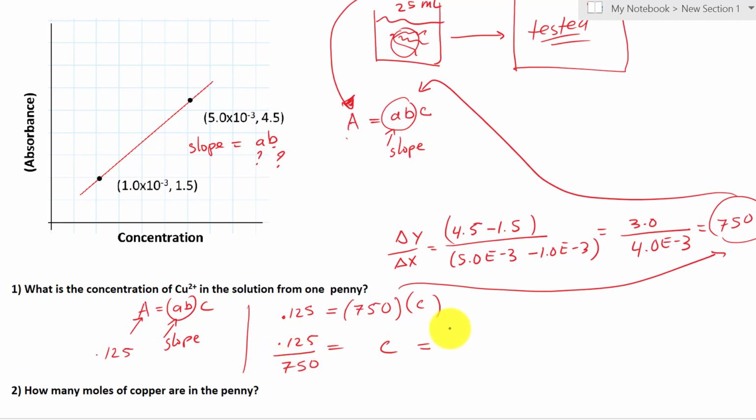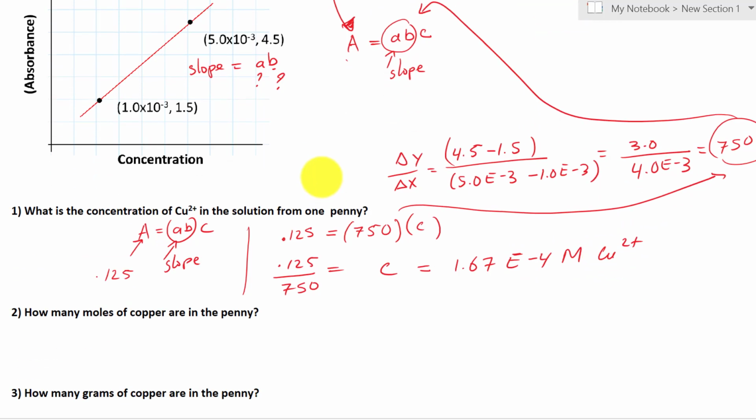And that turned out to be, let's plug this into our calculator, 1.67 e to the negative 4 molarity of copper 2 plus. And that is our answer. Now in this case, part 2, how many moles of copper are in the penny? Well, remember this right here? This is actually your number of moles over 1 liter of solution.